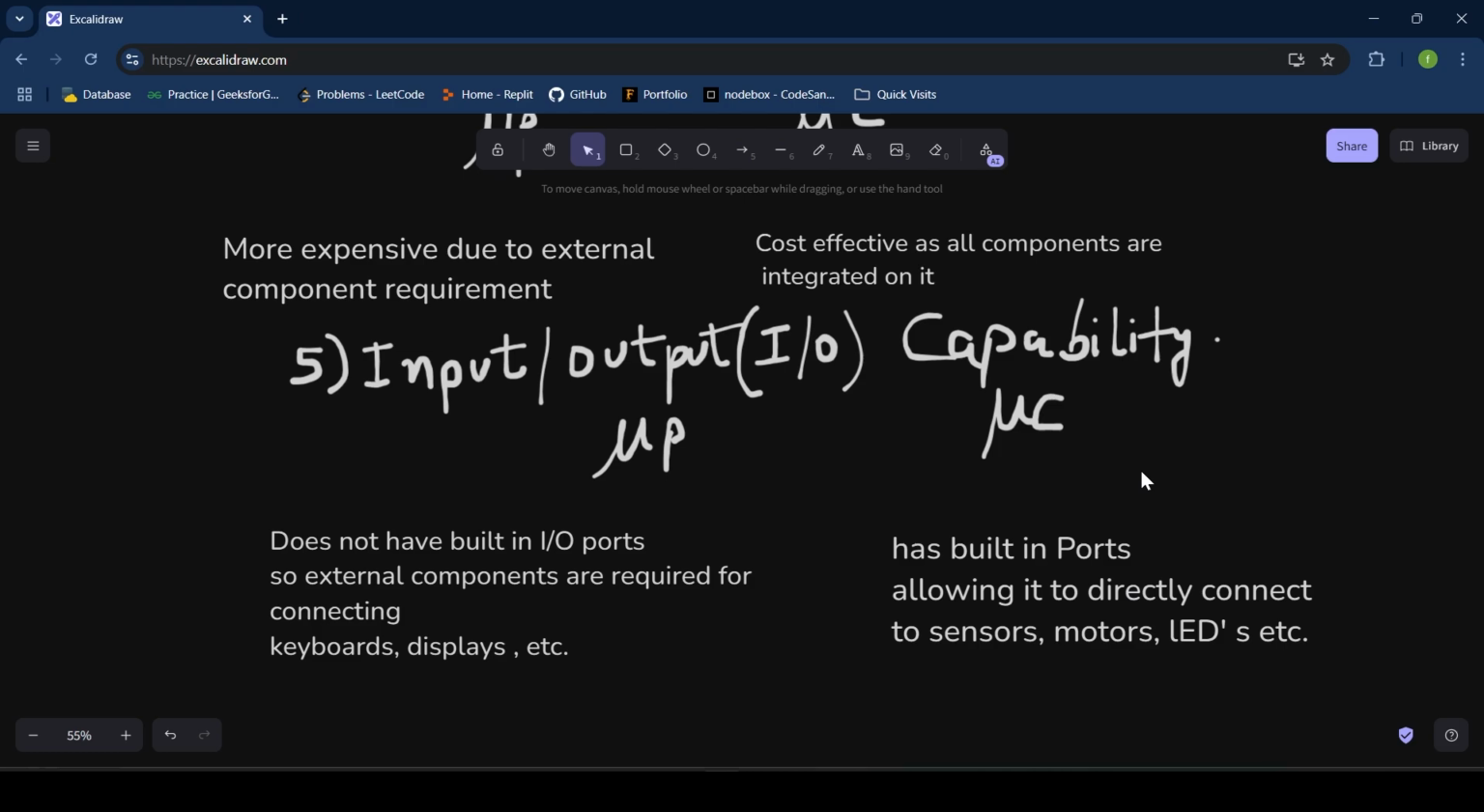These were the 5 differences between microprocessors and microcontrollers. Although there can be many more differences, these 5 were the basic differences. So I hope you understood about them in a much better way.